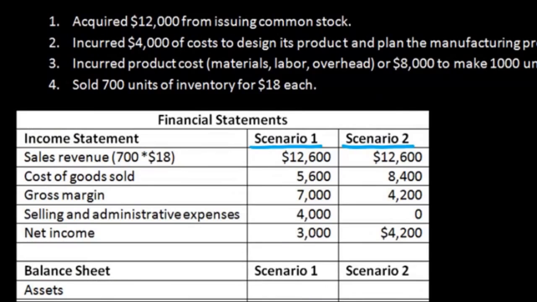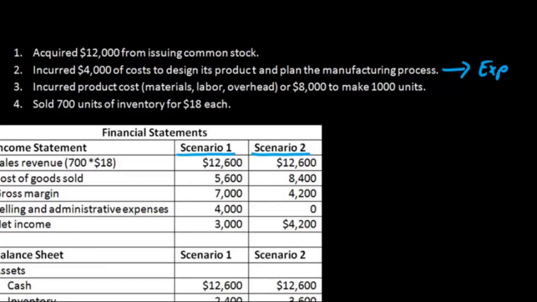Number 1, we acquired 12,000 cash from issuing common stock. So the company starts out with 12,000 cash, and then in event 2 we incurred 4,000 of cost to design its product and plan the manufacturing process. So we spent 4,000 cash on designing and planning. We know that this is an upstream cost, and we already talked about upstream costs, and we said that they're typically expensed. So if we classify this correctly, we would expense it as part of selling and admin costs.